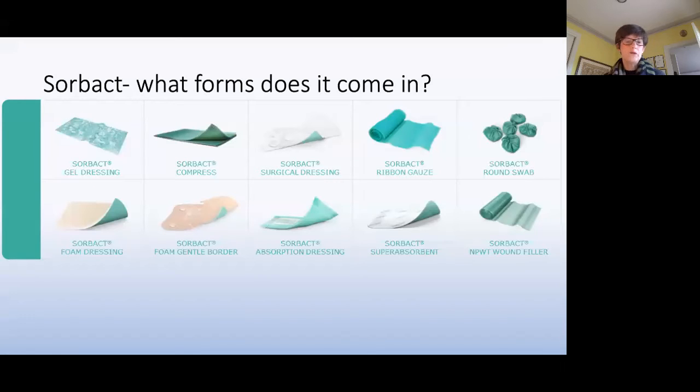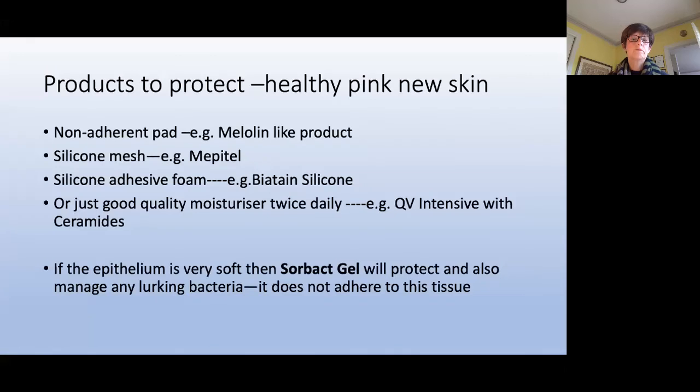It comes in many forms. For most of you, you will know that I will recommend the Sorbact compress, which can be opened up and cut to just over the size of the wound. It doesn't matter if it overlaps the wound, and then you add all your other things on top of it. But you'll see here there's a Sorbact gel dressing, the compresses I've mentioned, there's the surgical dressing, the ribbon gauze, which I'll speak about after, the round gauze swabs, the foam dressing, the gentle foam border, an absorbent dressing, a super absorbent dressing, and then the negative pressure wound therapy filler dressing.